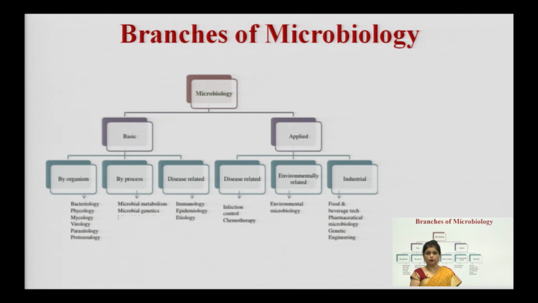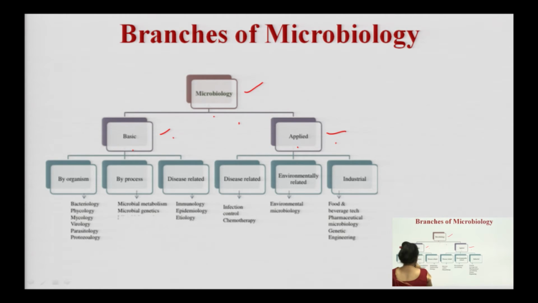Microbiology can be divided into various branches. Now, how can we put microbiology concepts under various branches? Microbiology has been categorized into two: one is basic and the second one is applied. What do we mean by basic? That means pure microbiology. In the basic branch we study pure microbiology, and in applied branches we mainly focus on the application part, where we can apply the concepts of microbiology.